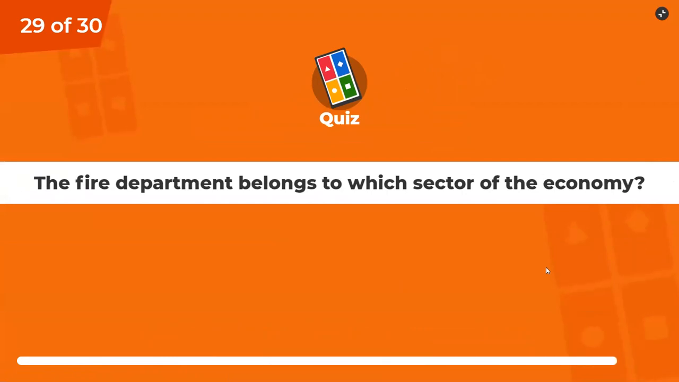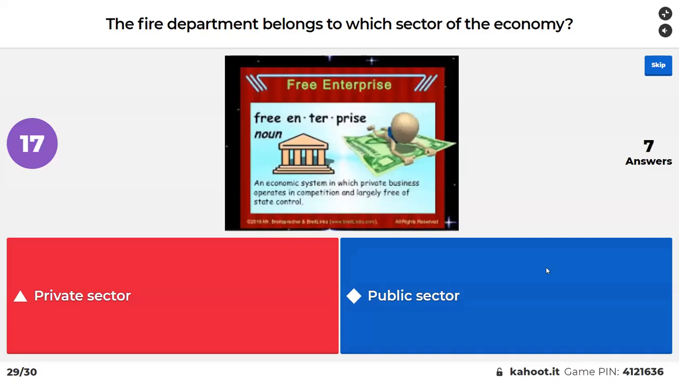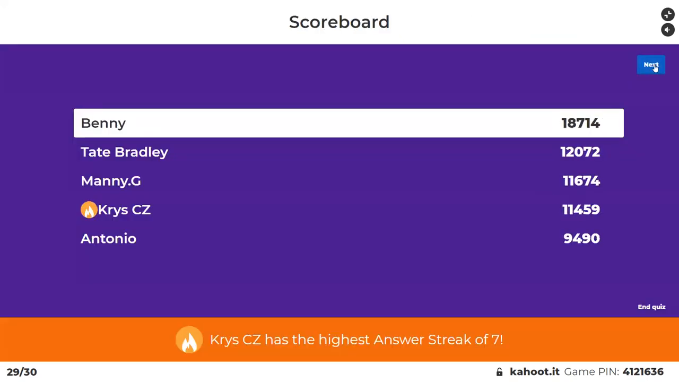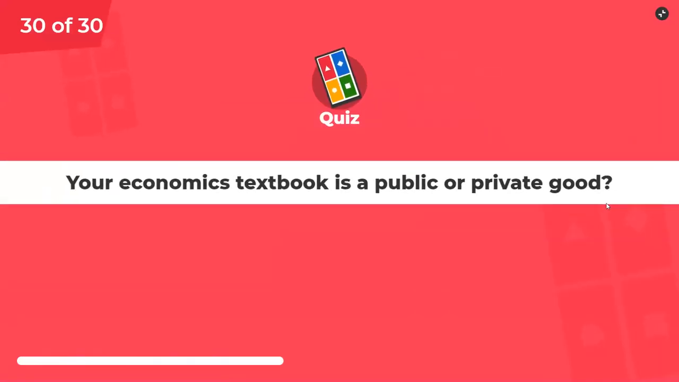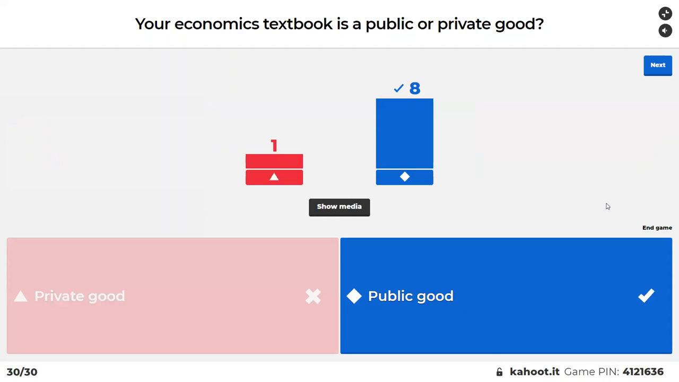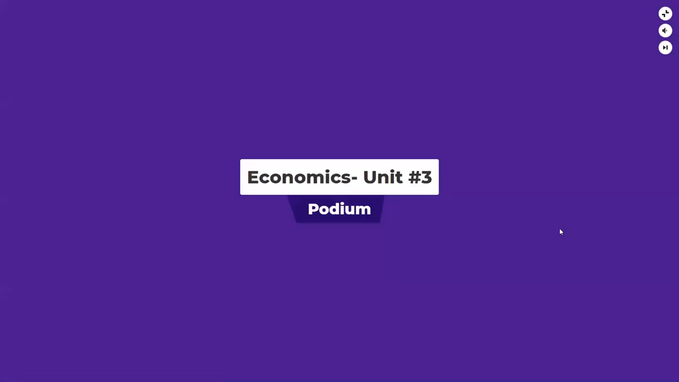All right. Fire department belongs to which sector of the economy? Very good. Public sector. Fire department, police, those would all be examples of public sector. Any of your city operated entities is generally going to be public sector. Crystal, seven in a row. All right, your economics textbook is a public or private good. Public good, very good. Public good provided for by the school system.